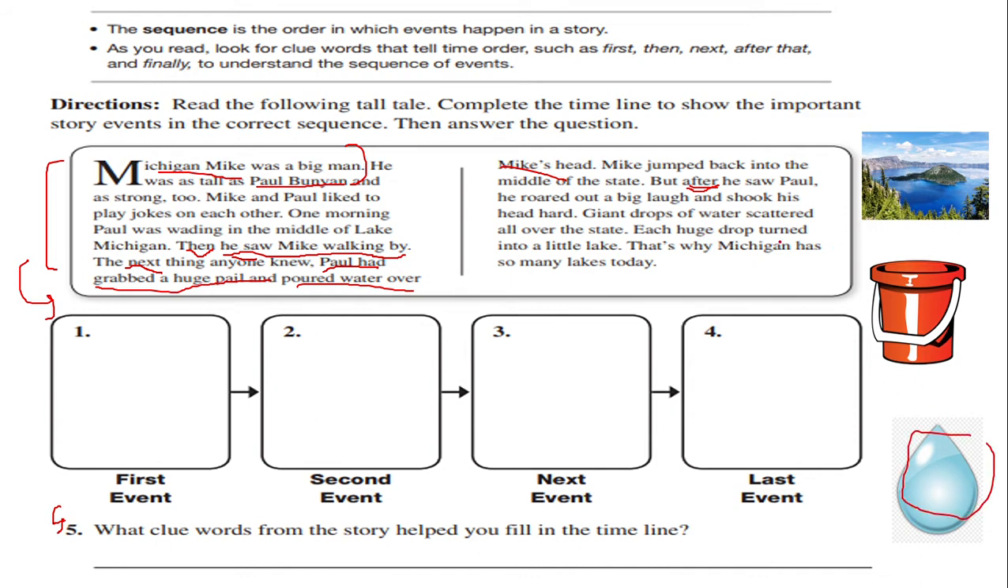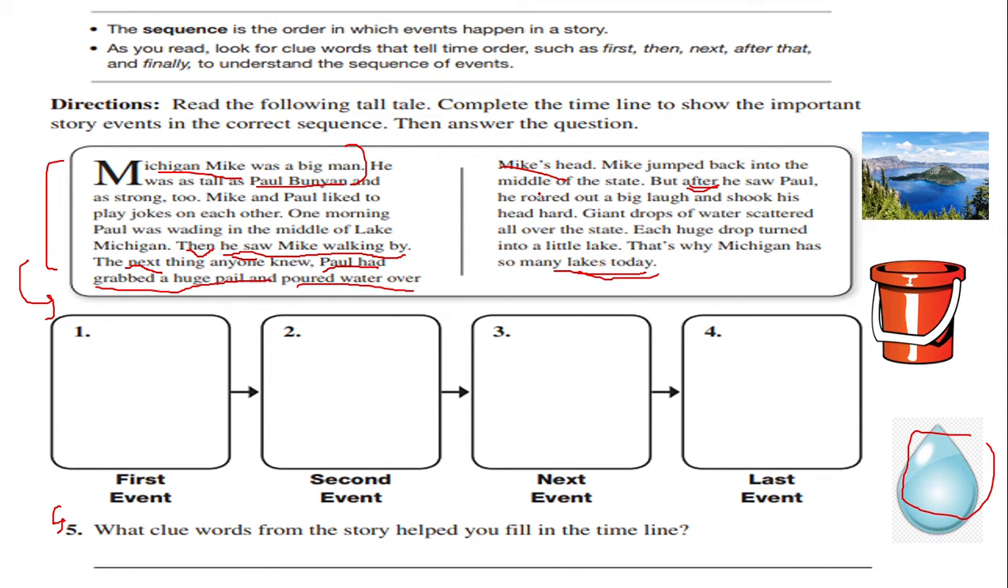Each huge drop turned into a little lake because the drops are very huge. It turned into little lakes in Michigan. And they're telling you that's why Michigan has so many lakes today. Of course, this is not true. As I said, it's a tall tale. It seems larger than it really is. This is not real. It's unrealistic.